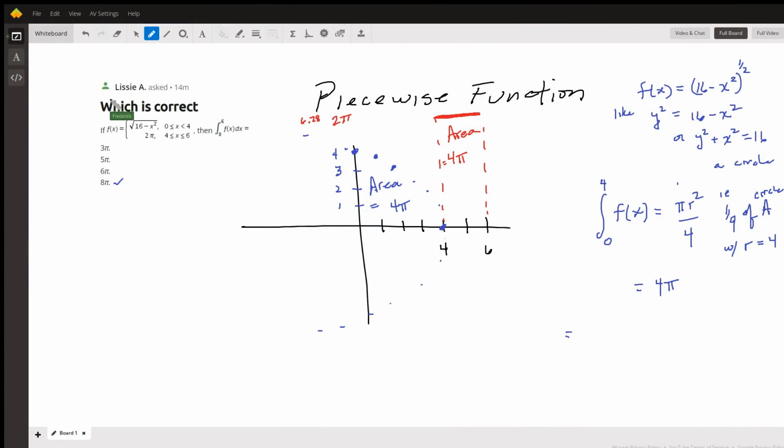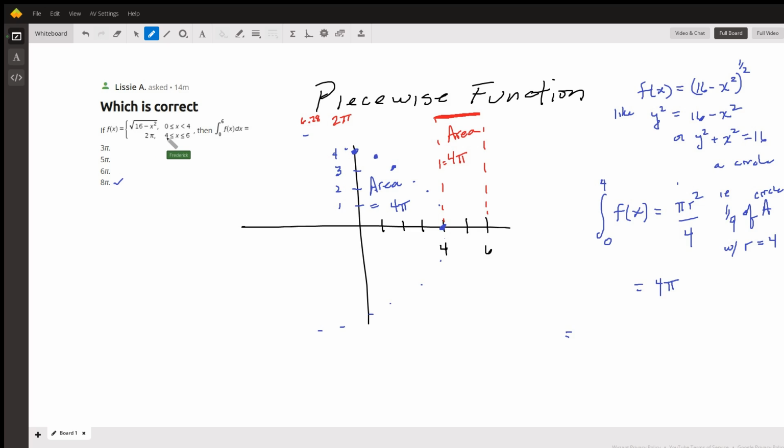Hi, everyone. We have a question in calculus here. We have a question about a piecewise function. So we can take a look at what's going on with the square root of 16 minus x squared. That would be only in the domain of 0 to 4, not including the 4. We can start graphing to make sure we get a visual of this.